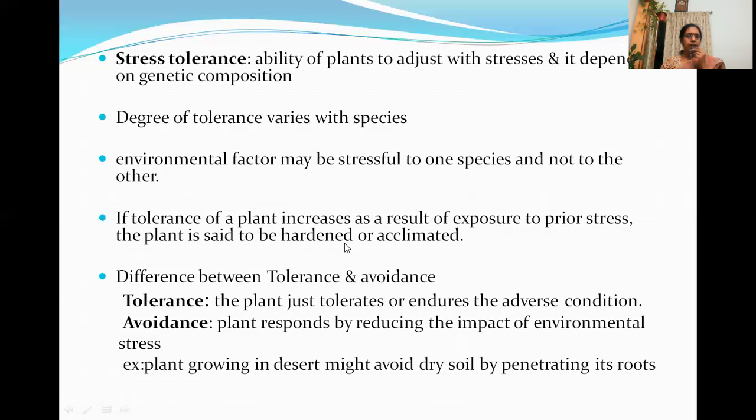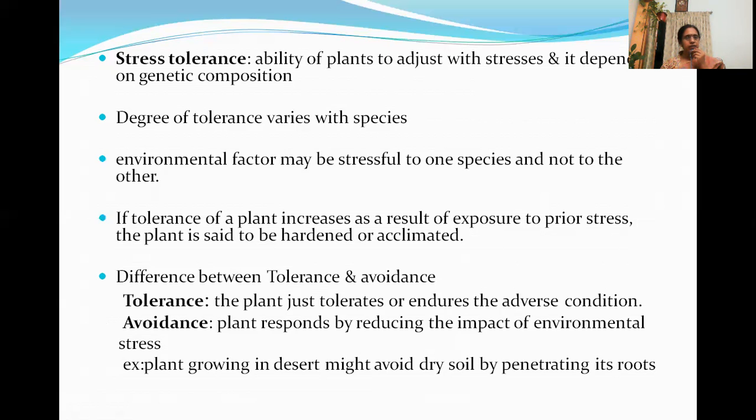And then, if tolerance of a plant increases as a result of exposure to prior stress, the plant is said to be hardened or acclimatized. That we have understood in the previous class. That is, whenever the plant is exposed to stress for a very short period of time, or a number of times exposed for a short period of time, then it will get hardened. That means even if it is exposed to the hard environmental condition or stressful condition, it will not get affected. Even if it is affected, it will come back to normal. Not much difference will be there in the growth.